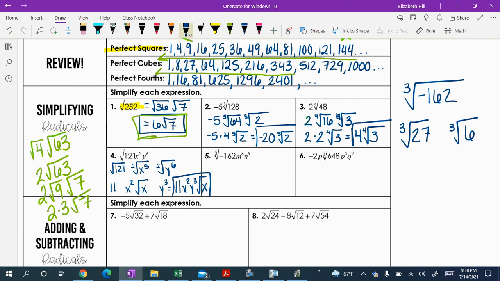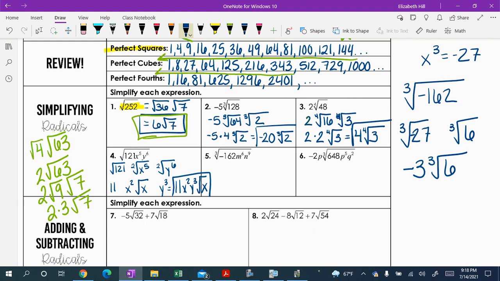Now the issue is that I have the negative. I'm going to make the negative go with that negative 27. When you think of some number to the third power that gives you negative 27, the answer is negative 3. So I can get negative 3 and be left with the cubed root of 6. You can take odd nth roots of negative numbers.